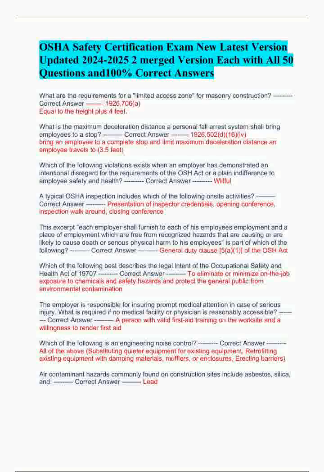Which of the following is an engineering noise control? Correct answer, all of the above: substituting quieter equipment for existing equipment, retrofitting existing equipment with damping materials, mufflers or enclosures, erecting barriers. Air contaminant hazards commonly found on construction sites include asbestos, silica, and, correct answer, lead.